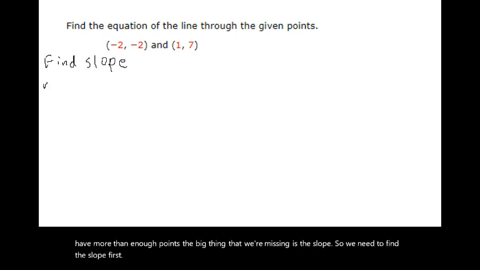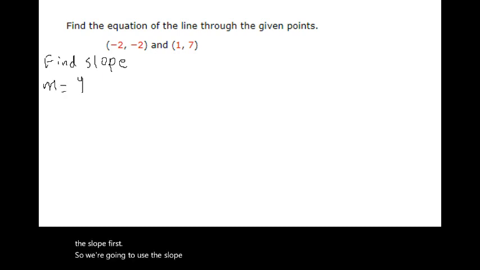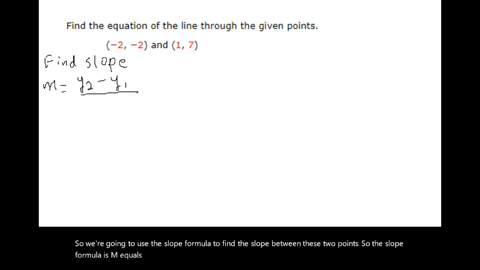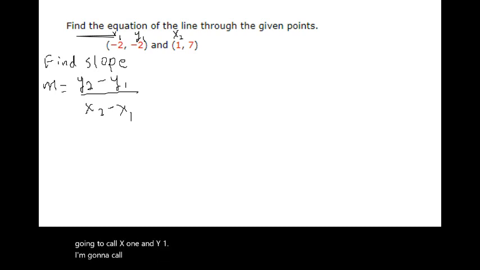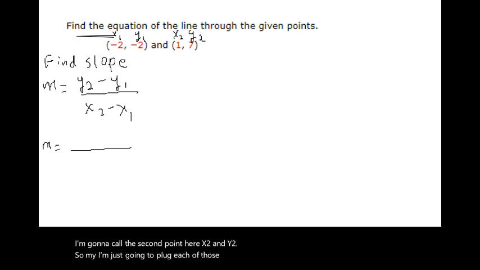So we're going to use the slope formula to find the slope between these 2 points. The slope formula is m equals y2 minus y1 over x2 minus x1. This first point here, I'm going to call x1 and y1. I'm going to call the second point here x2 and y2.